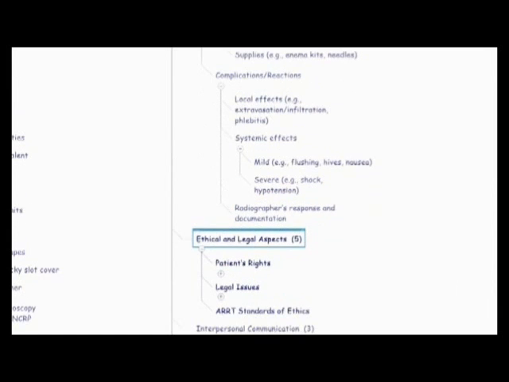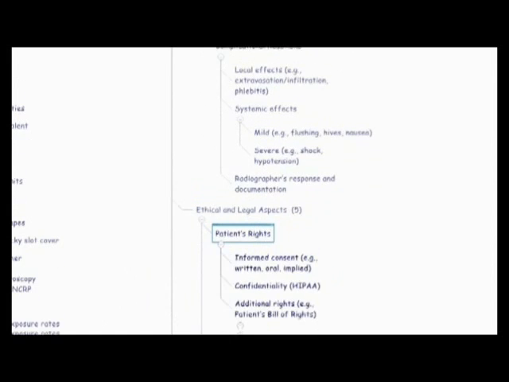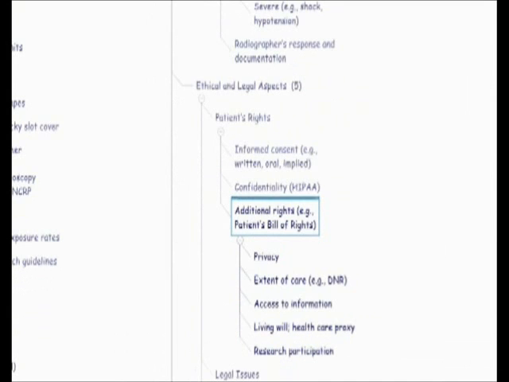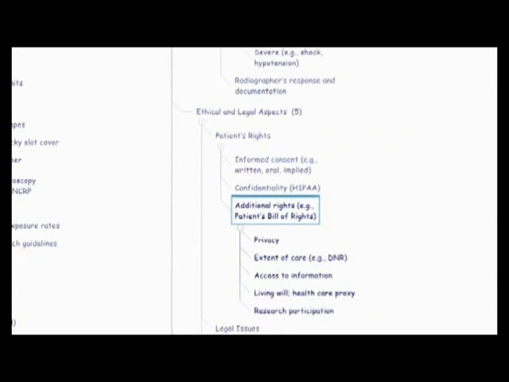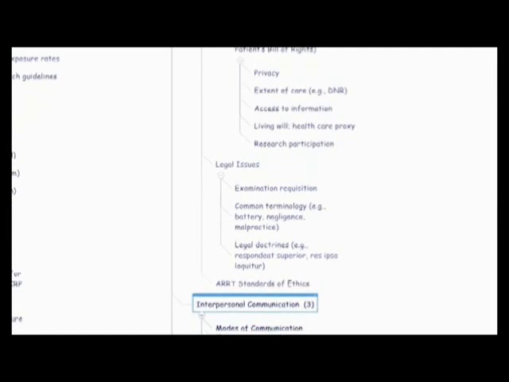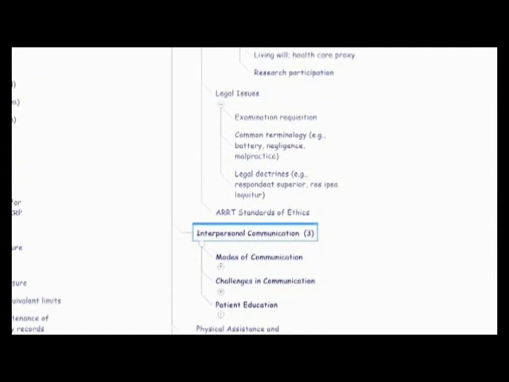And then there's ethical and legal aspects. You know, it starts with the patient rights, the informed consent, the confidentiality, the additional rights, the privacy, extent of care, access to information, living will, healthcare proxy, research participation. There's legal issues, you know, the examination requisition, the common terminology, the legal doctrine, and then the ARRT standards of ethics.